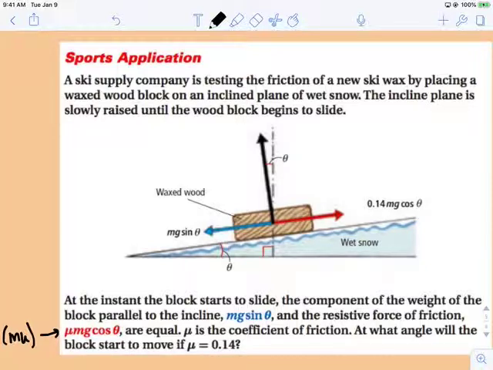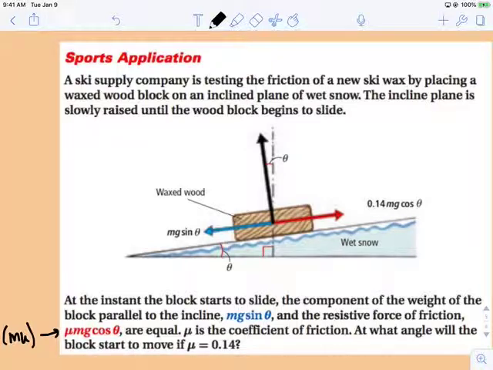Now cosine of theta are equal. Mu is the coefficient of friction. At what angle will the block start to move if mu is equal to 0.14? Okay. So, let's look at this and try to make sense of what these forces are.